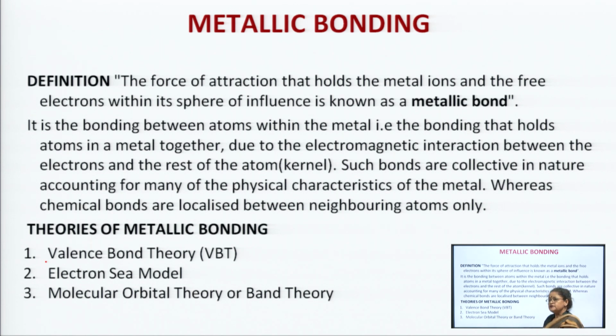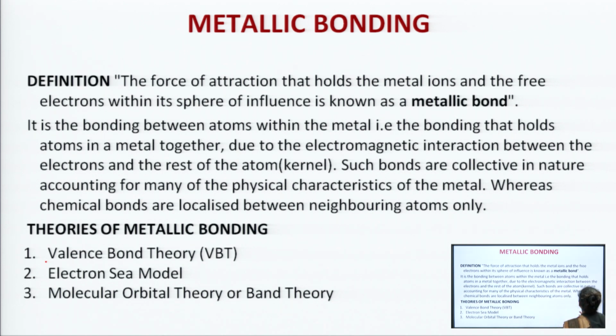So, by gain of a little amount of energy, the electrons move around the metal, and the atom left behind has a sort of positive charge, which we term as kernel when we study the electron sea model of metallic bonding. So, it is the bonding that holds atoms in a metal together due to the electromagnetic interaction between the electrons and the rest of the atom, that is the kernel.